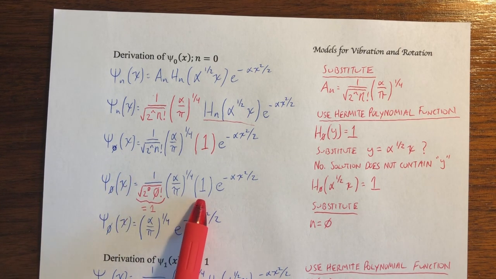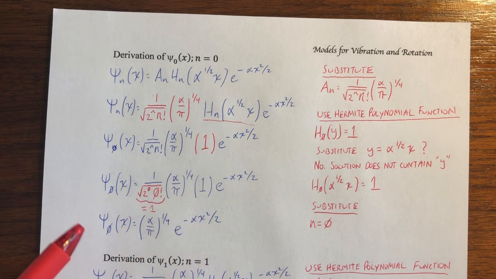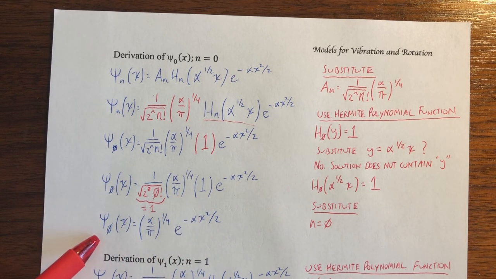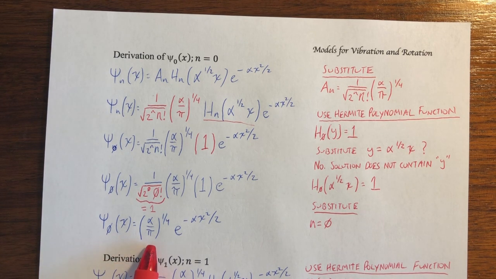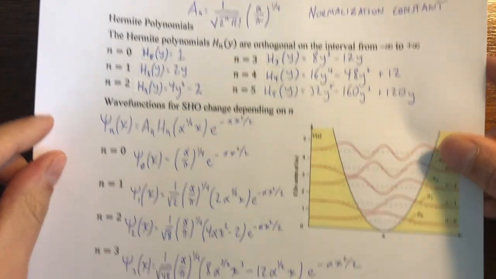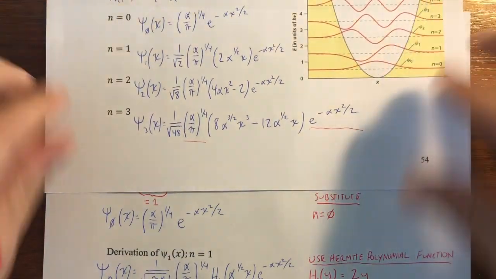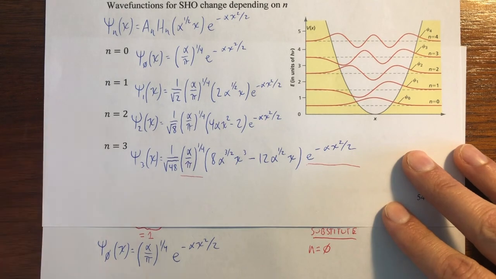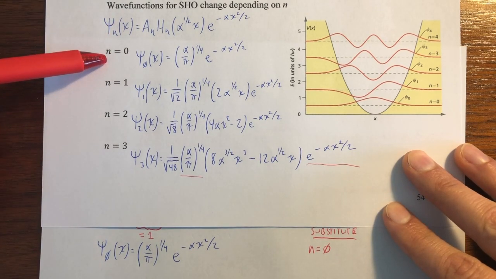Our Hermite polynomial function is 1, and so our whole expression for the wave function simplifies down to psi sub 0 of x is equal to alpha over pi raised to the 1/4 times e raised to the negative alpha x squared over 2. So if we were to flip back a page, we would see that this answer here matches our given wave function equation for n equals 0.